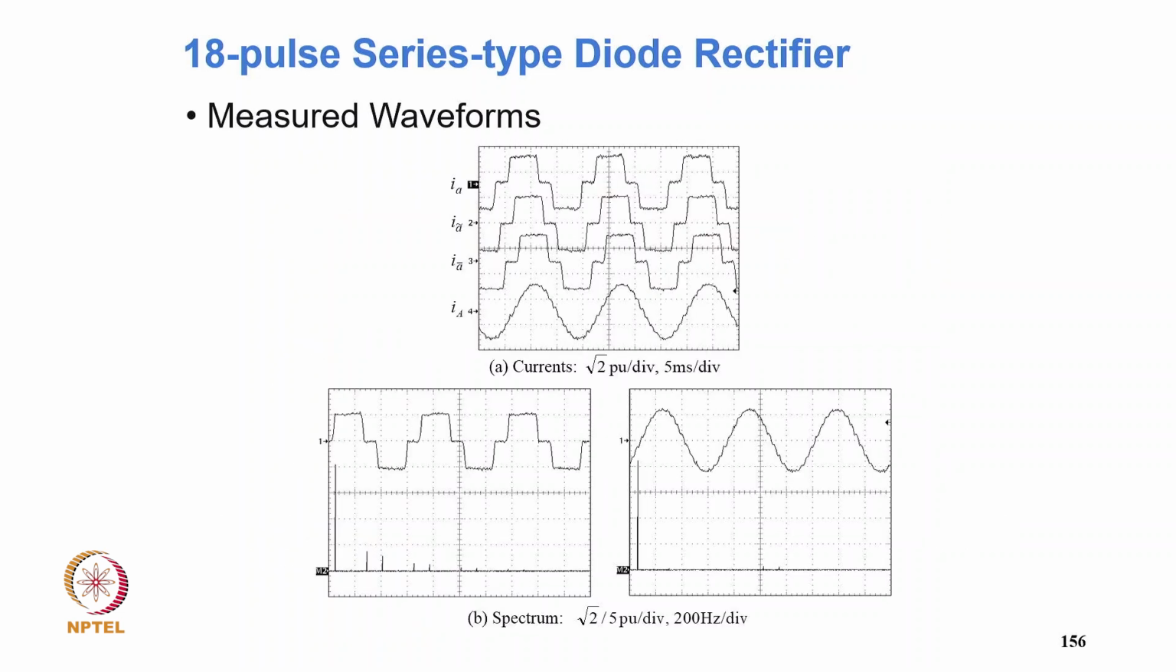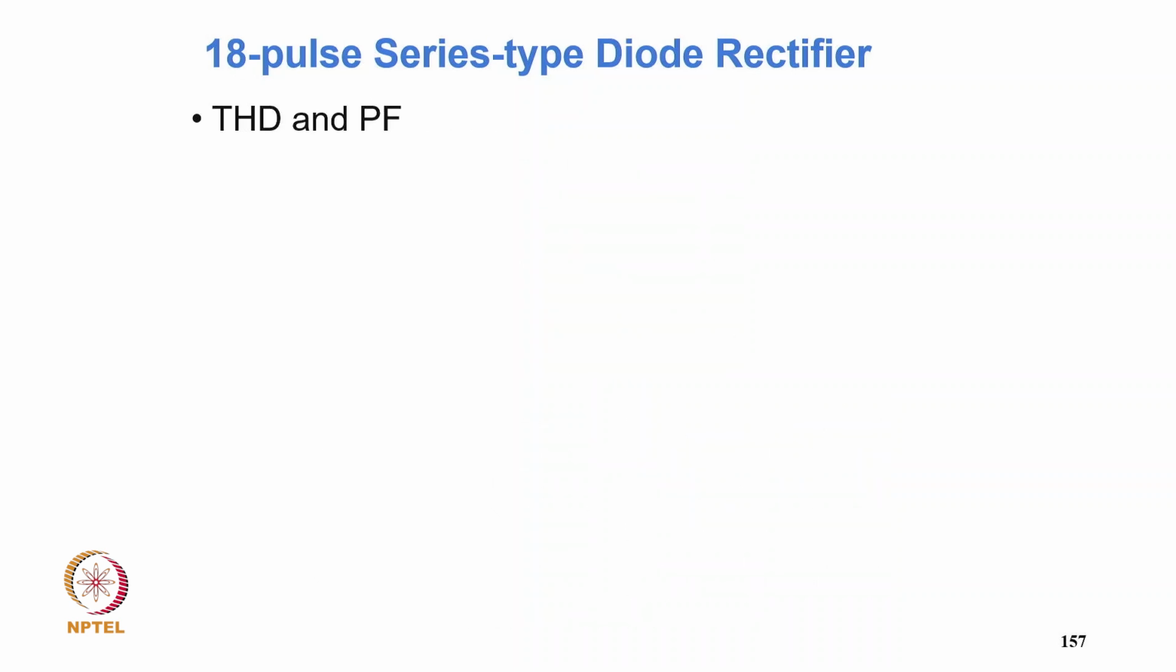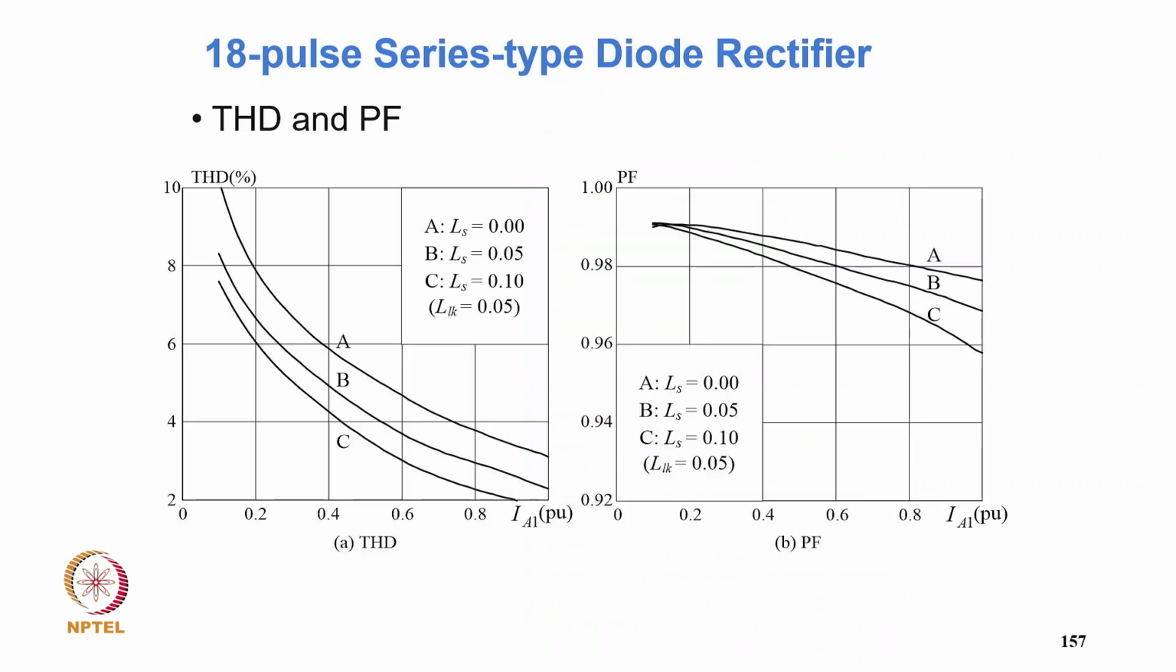So now coming to the measured waveforms. These are experimental waveforms, showing how it really improves from 6 pulse to 12 pulse, and how the THD and power factor vary with the source impedance.